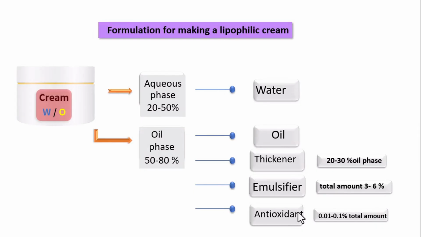In a lipophilic cream, or what we call water in oil, this time our internal phase is the aqueous phase and our external phase is the oil phase. That's why the percentage of the oil phase is higher than the aqueous phase. Usually, the aqueous phase makes up 20 to 50% and the oil phase makes up 50 to 80%.